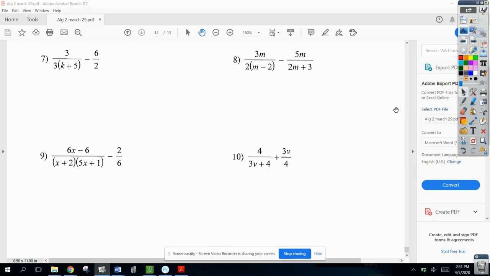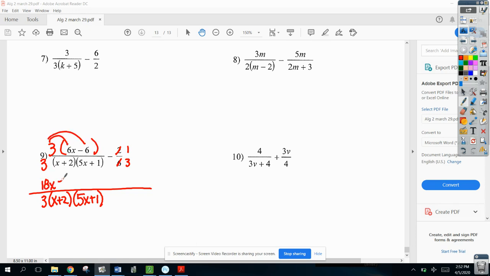So only 2 more left. Okay, the next two, none of these are alike. Let's make this easier. Look at this. This, we're going to make a 1, and this, we're going to make a 3 to make our life easier. So we're going to have a common denominator of 3 times x plus 2 times 5x plus 1. This one has the x plus 2 and the 5x plus 1, so all he needs is a 3. So if I multiply that, I get 18x and then minus 18.